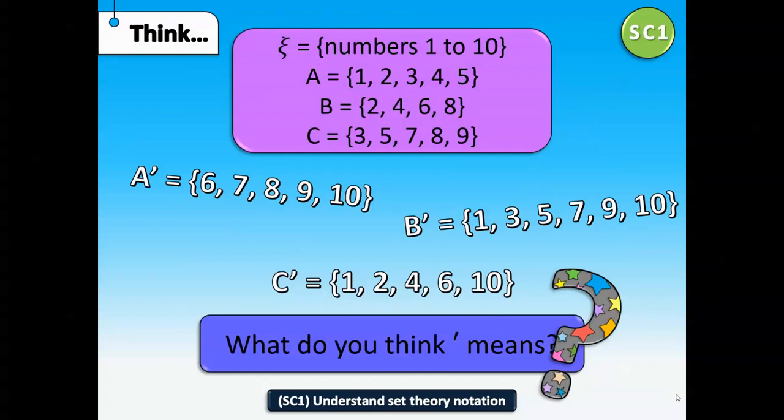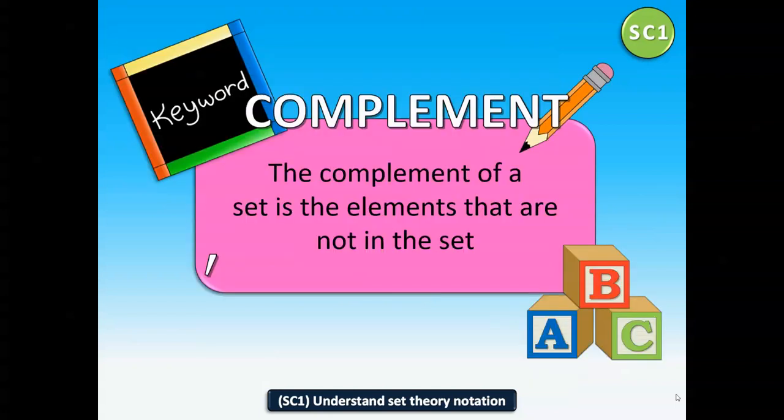So what do you think the dash symbol means? So the dash symbol is called the complement. The complement of a set is the elements that are not in that set.